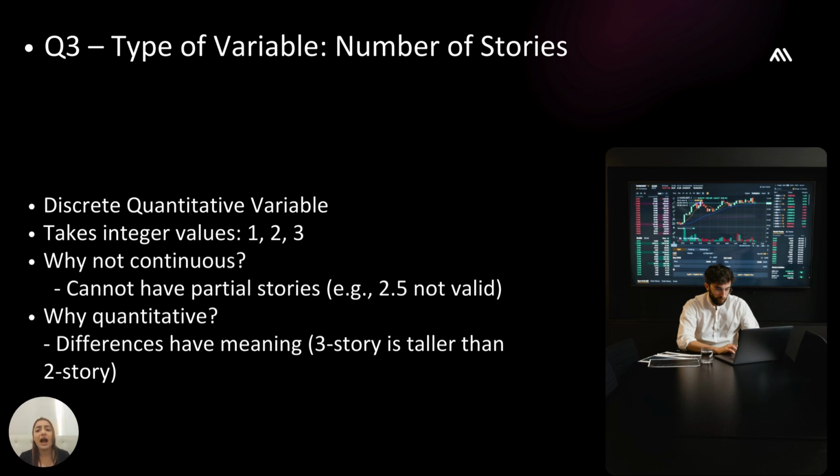In question number three, the type of variable: number of stories. Here we have to identify the type of variable for the number of stories a house has. We classified this as a discrete quantitative variable because it can only take whole numbers like 1, 2, or 3. We cannot have 2.5 stories in a standard property. The differences between values are meaningful, for example, 3 stories is taller than 2.